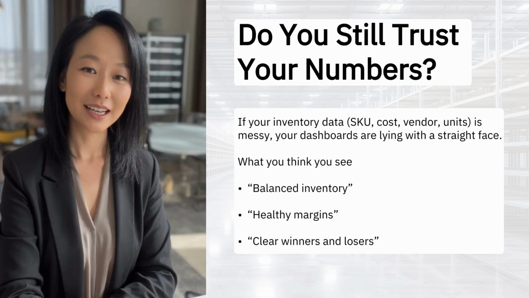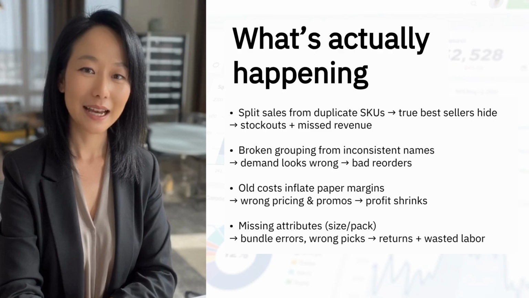When inventory data is messy, SKU duplication, inconsistent names, old costs, and missing attributes, your dashboards appear precise, yet they push you in the wrong direction. Bestsellers do not get credit, demand looks off, margins are overstated, and reorders are missed. If you leave it, the leak compounds: misreported cost of goods sold, rush freight, markdowns, returns. This is not a spreadsheet problem, it is a cash flow problem.